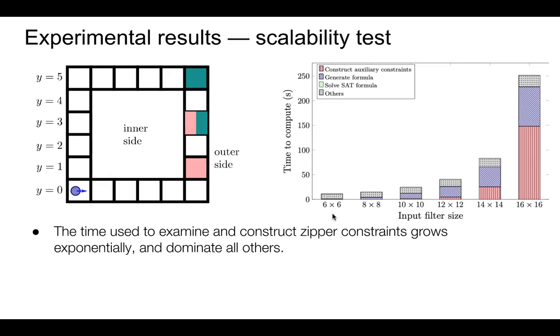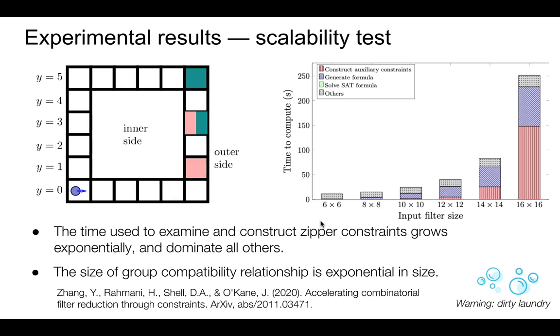As we increase the number of states in the filter, the time used to minimize this filter grows exponentially, and most of the time has been used to construct the zebra constraints. With a closer check, we find out that there are no zebra constraints being constructed. All the time has been used to examine the compatibility simplicial complex. Here is the dirty laundry.